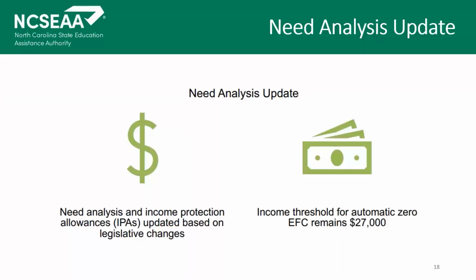Also, there's the income threshold for what we call an automatic EFC. The EFC is basically the student's estimated family contribution. And this number determines a student's eligibility for aid. That indicator is the federal Department of Education's way of indicating how much a student or a family is expected to pay. But that doesn't necessarily mean that when you get that number, that's what you would pay out of pocket. Basically, it's an indicator to determine a student's eligibility. And for this year, in order to receive an automatic 0 EFC, that income threshold remains at $27,000.